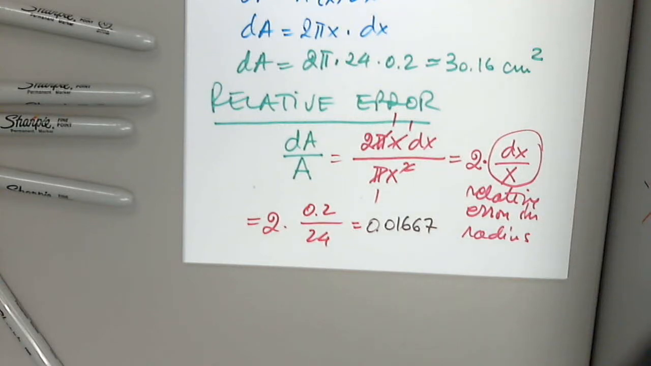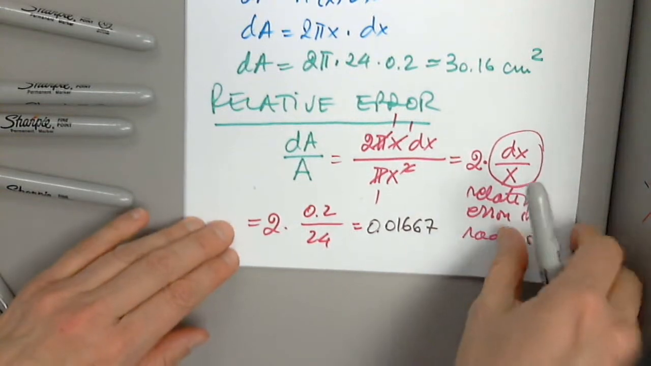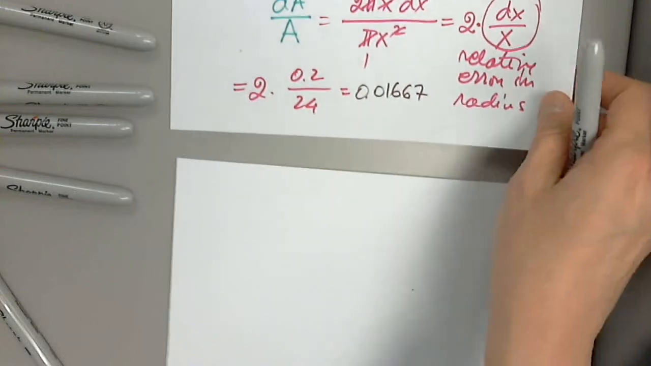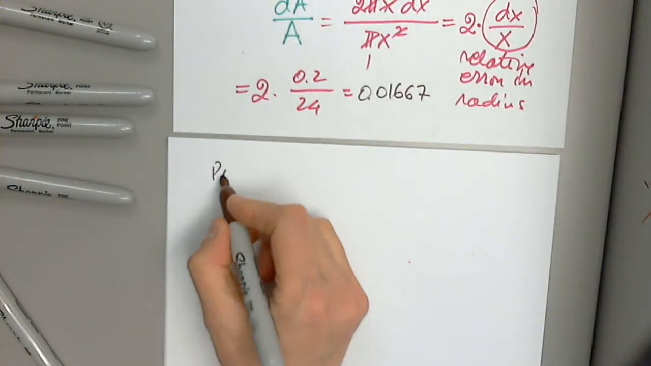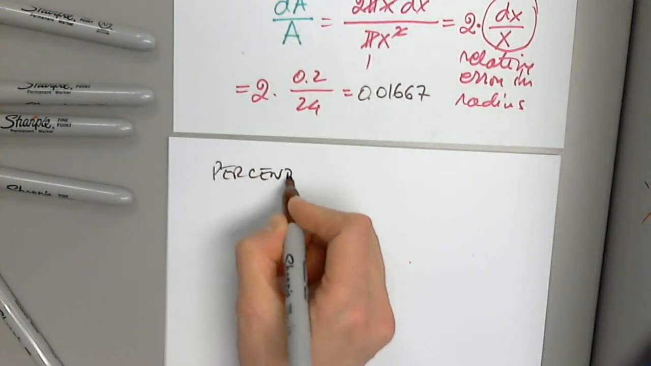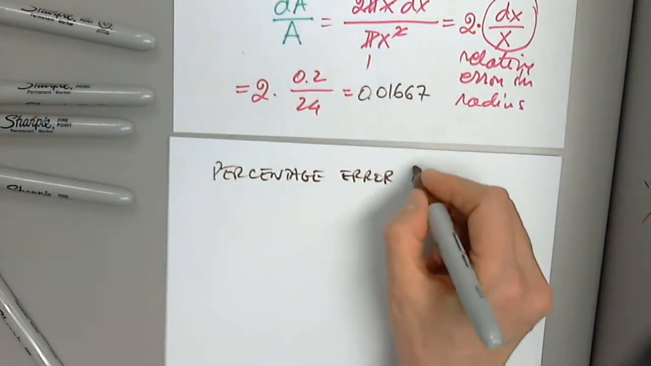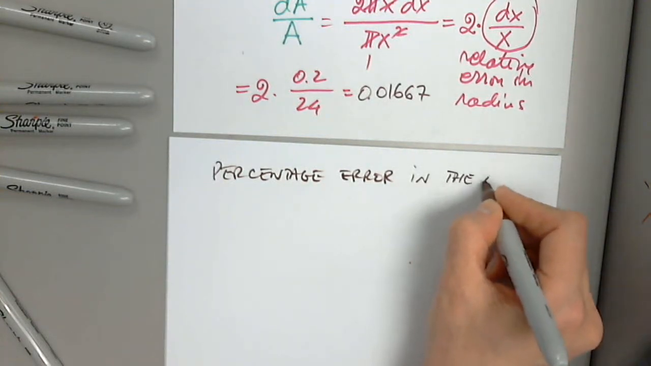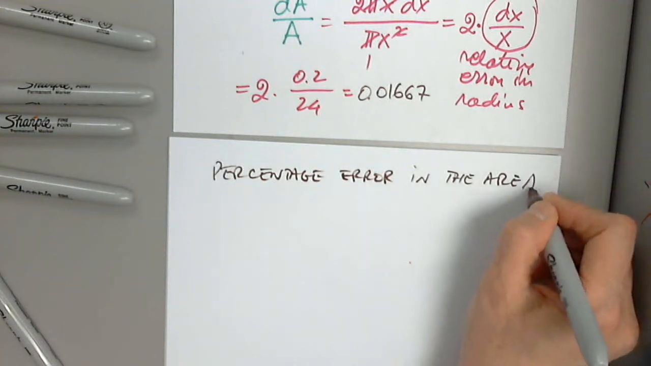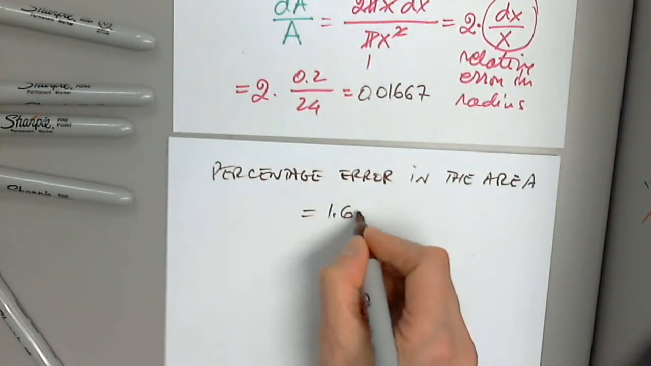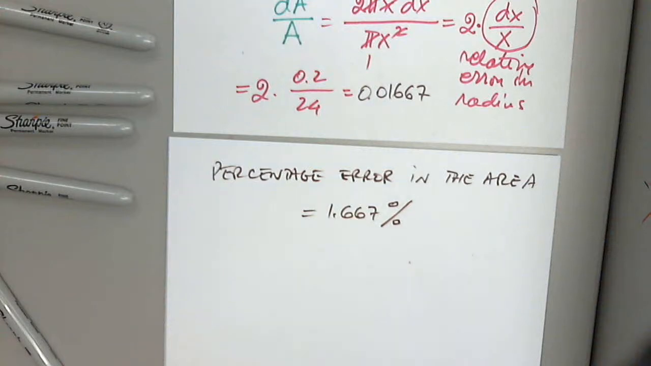Final question. What is the percentage error? I just have to change this into a percent. Percentage error. Of course, in the area. It's 1.667%. And that's it.